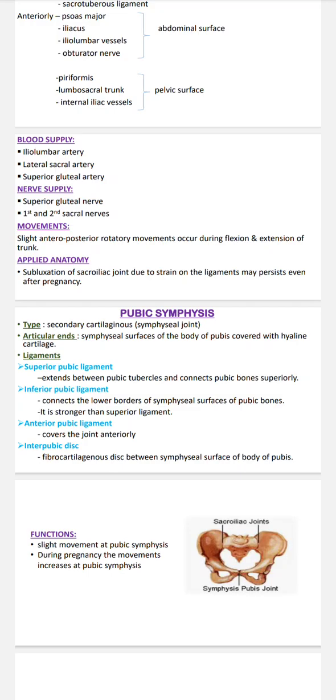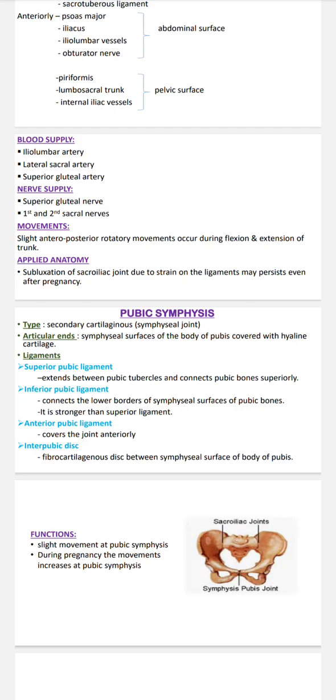The type of the joint is a secondary cartilaginous joint, which is a symphysial joint. The articular ends are the symphysial surfaces of both bodies of the pubis, covered with hyaline articular cartilage. The ligaments present in the pubic symphysis are, first, the superior pubic ligament, second, the inferior pubic ligament, third, the anterior pubic ligament, and the interpubic disc.